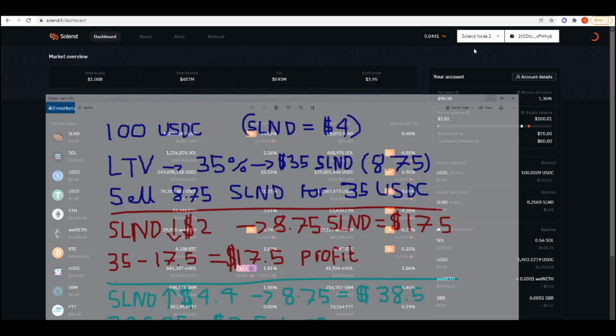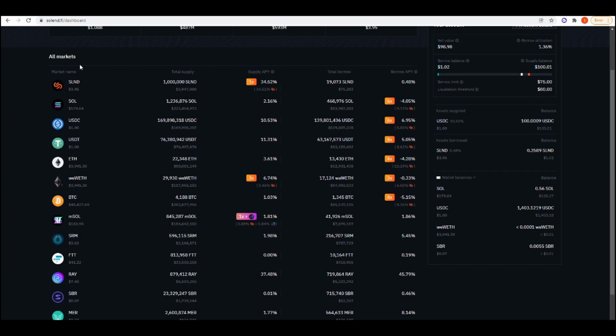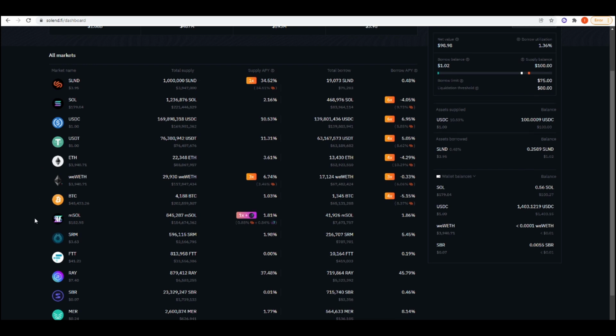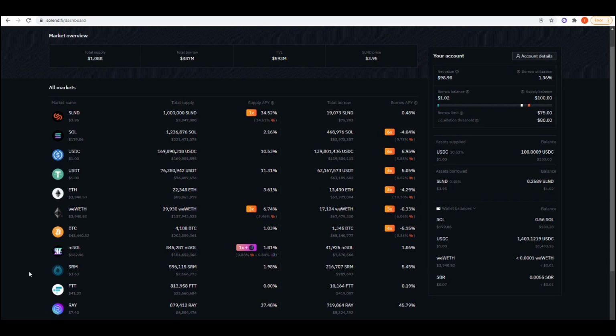Now, I'm only using SLND here as an arbitrary example. Any token listed here on Solend, you can actually go ahead and short sell. So SLND, SOL, ETH, Bitcoin, MSOL, Serum, FTT, Ray, Saber, and Mercurial Finance. And you don't even have to purely use Solend Finance itself. Any money market on Solana you can use to do this. In fact, any money market in any DeFi ecosystem you can use to do this. Obviously, you can't short every token. It has to be available to borrow.